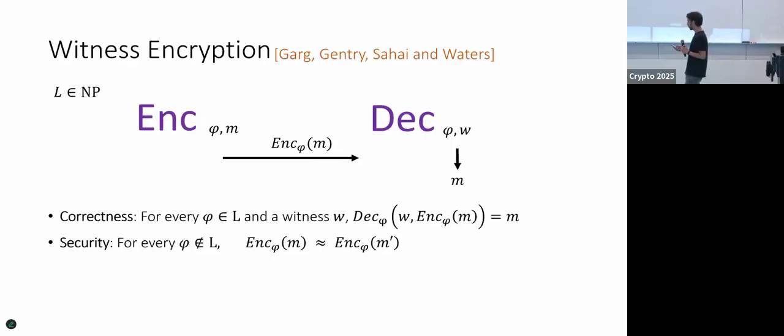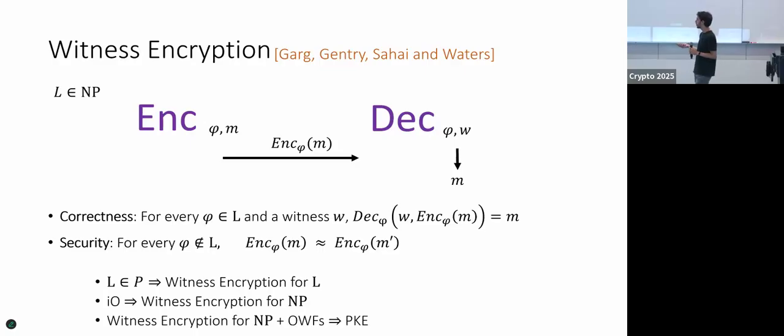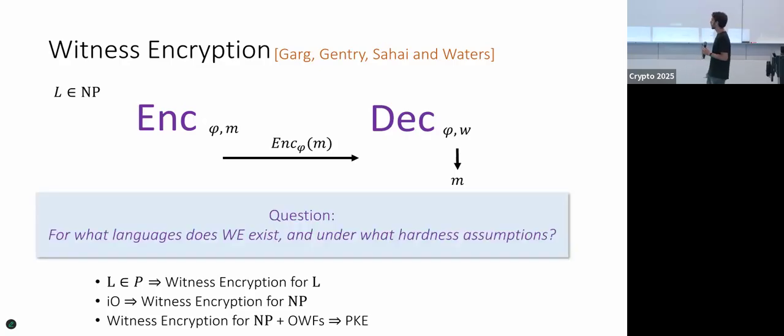It's not hard to see that for every language in P, we can trivially construct a witness encryption for it. But for NP, we basically only know how to construct witness encryptions from obfuscation. And witness encryption is a pretty strong primitive: at least together with one-way functions, it implies public key encryption. So the question we want to ask is for what languages witness encryption exists and under what hardness assumptions we can actually construct them.